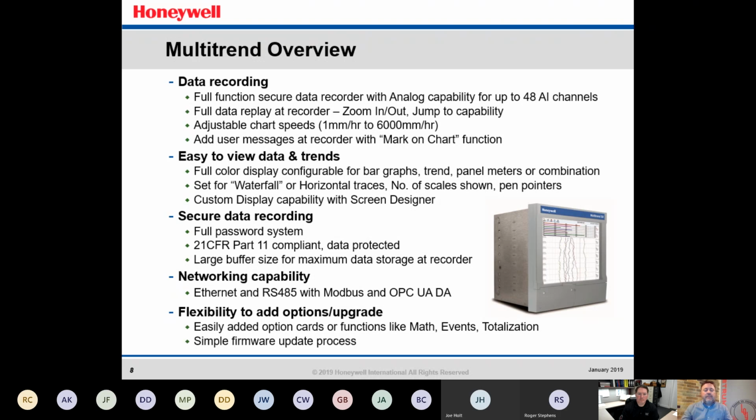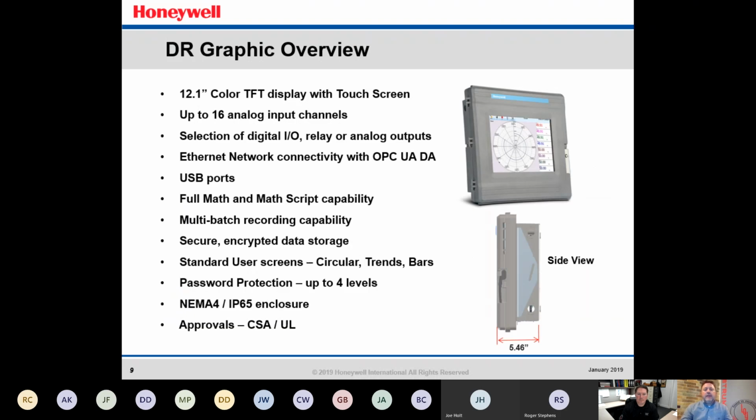The DR graphic overview of the recorder, basically a circular chart. You can actually have different displays on this one as well. It is a 12.1 inch color display. You can have 16 analog inputs. These recorders also have a USB port. So the USB port will allow you to upload and download all the data or configuration onto a USB memory stick so that you can walk it over to a PC and save the data to a PC if you do not have the Ethernet connection.